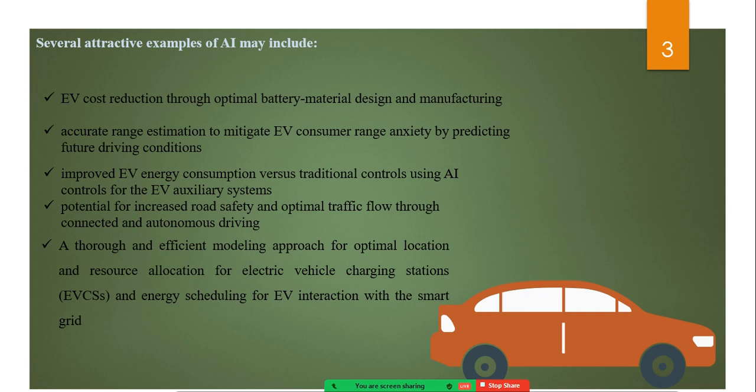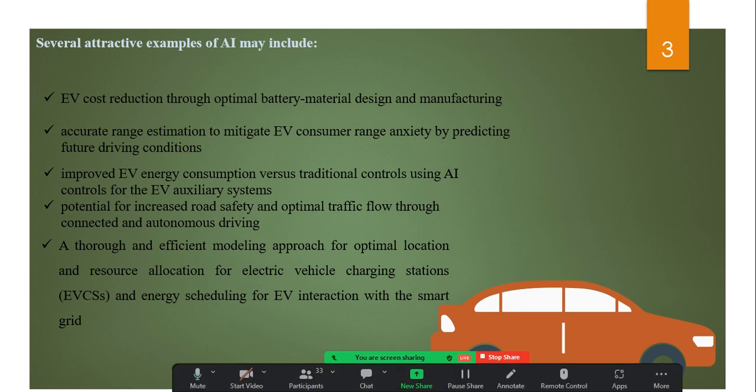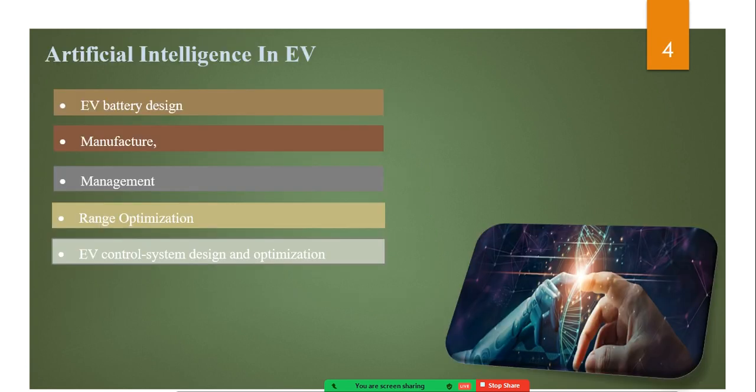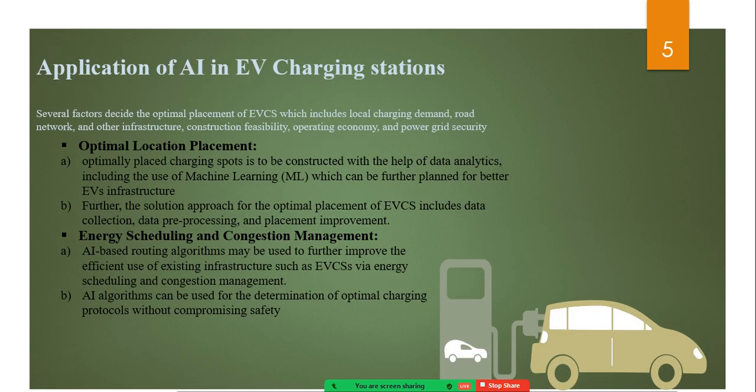It is already implemented also, like the autonomous car. These autonomous vehicles give optimal traffic flow, and they also give a safer side of road accidents. Similarly, there is a thorough and efficient modeling approach for optimal locations of electric vehicle charging stations. These are the areas where artificial intelligence has a great contribution, like electric vehicle battery design, manufacture, management, range optimization, and EV control system design and optimization.